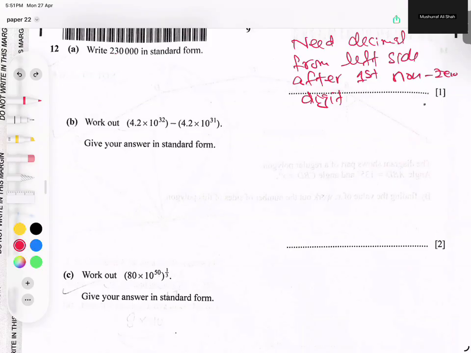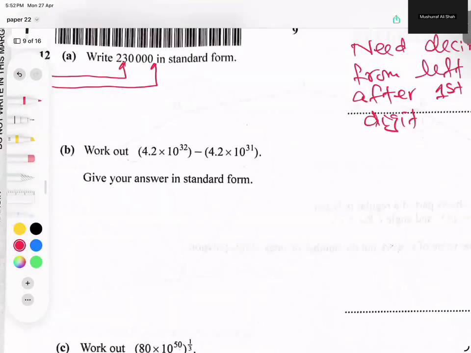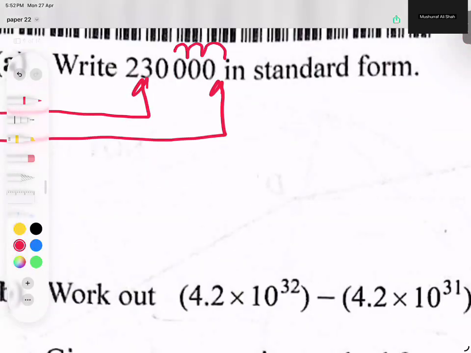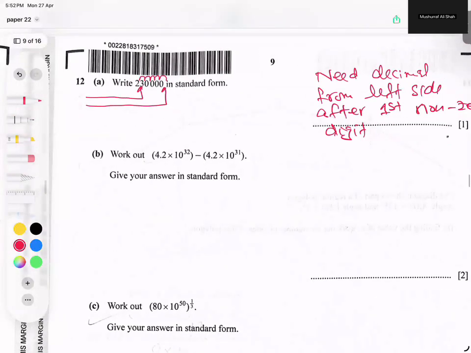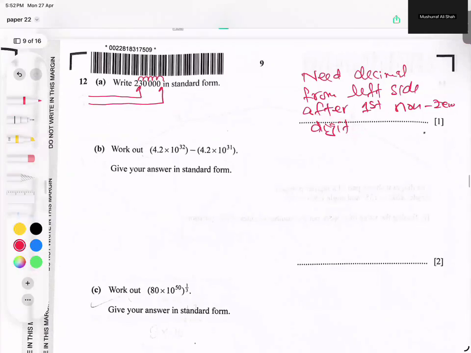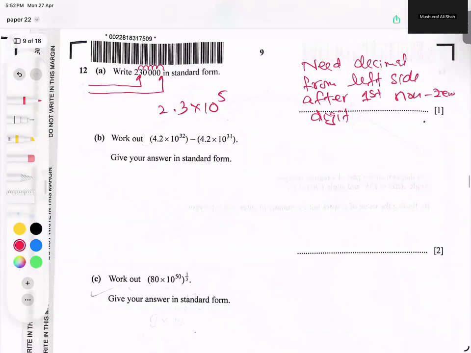But my question is, where is the decimal right now? Right now, the decimal is not visible. It means it is at the end. How many jumps? It has to go 1, 2, 3, 4, 5. So 5 jumps. It means 5 moves to the left side. So it means 10 to the power 5. And 2.3 times 10 to the power 5 is our answer. I hope so. The point is very clear. 1, 2, 3, 4, 5. Correct. Okay.